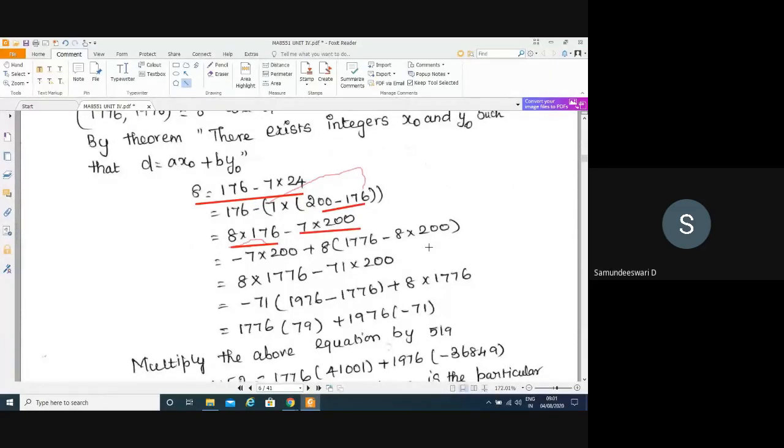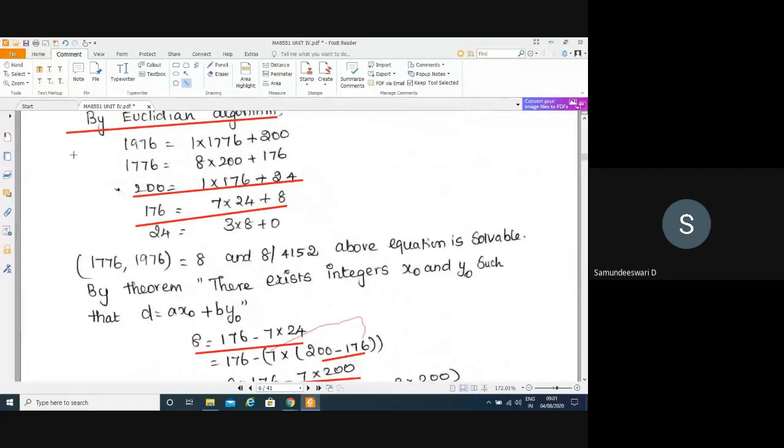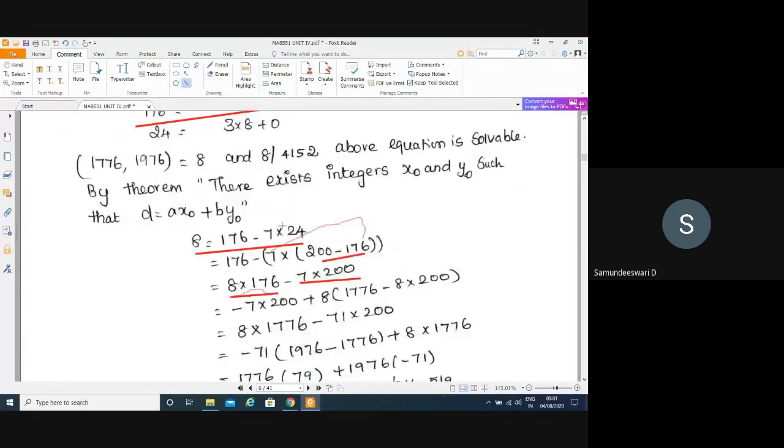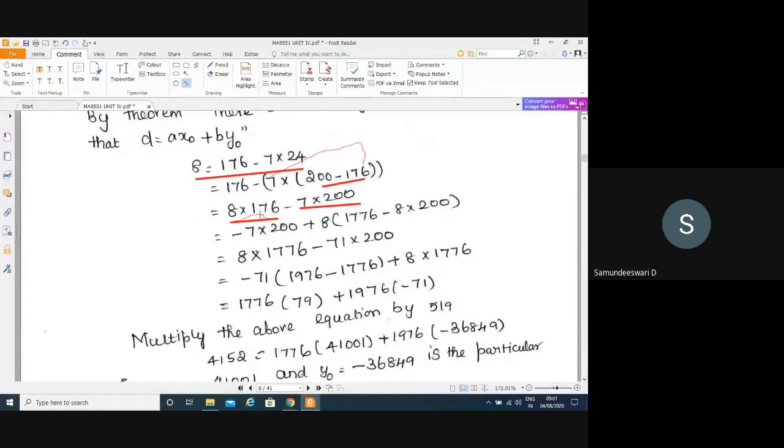Don't multiply that, because we need the format a into x naught plus b into y naught. So don't directly multiply. Keep as such: 8 into 176 minus 7 into 200. Next, go to the Euclidean algorithm again. In the previous step, I am going to replace the remainder. What is the next remainder? 176. So 176 equal to, what is that term?